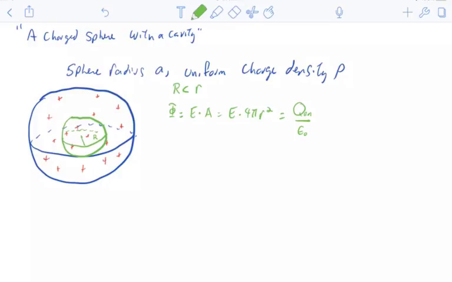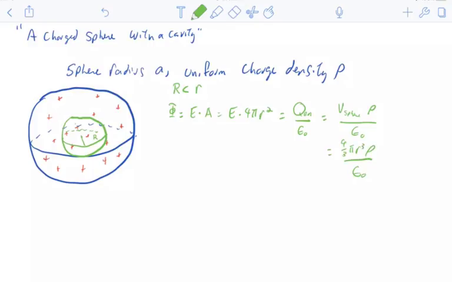The enclosed charge depends on how big our little green sphere is. If it's small, it's not eating very much of the charge. If it's really big, it's got a lot of the charge in it, right? So the enclosed charge is the volume of a sphere times rho. And the volume of the sphere is 4 over 3 pi r cubed, as you will learn in your calculus class, which you are just taking now.